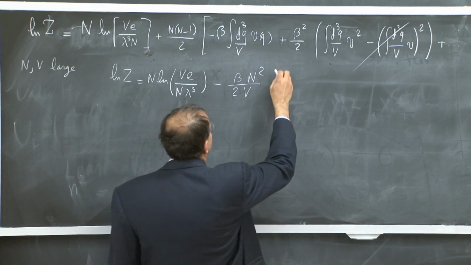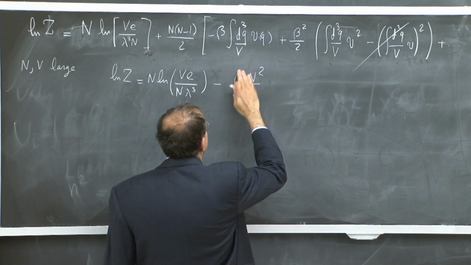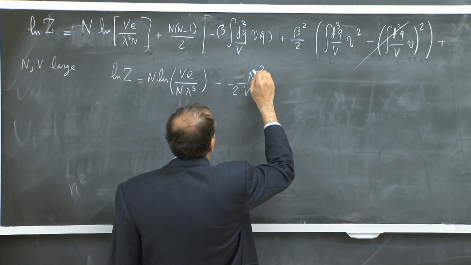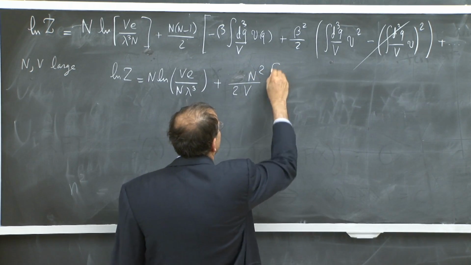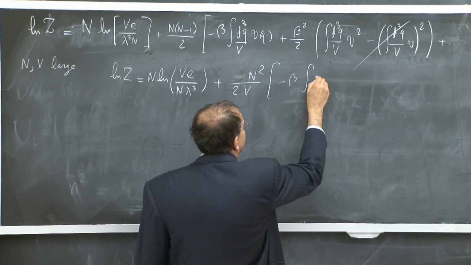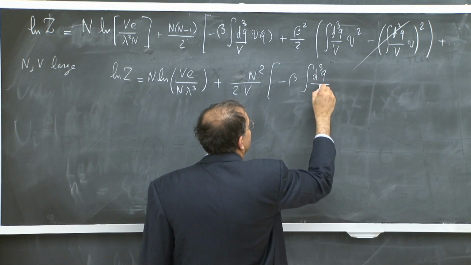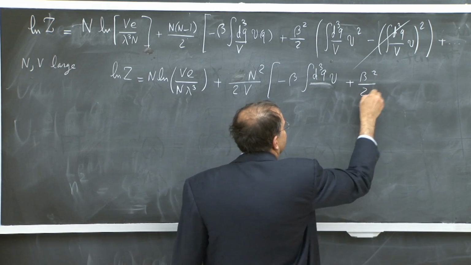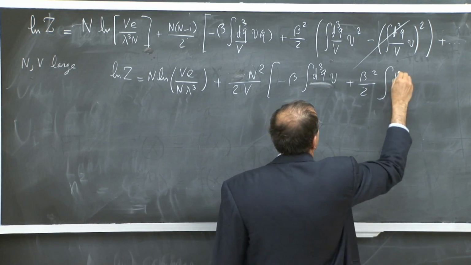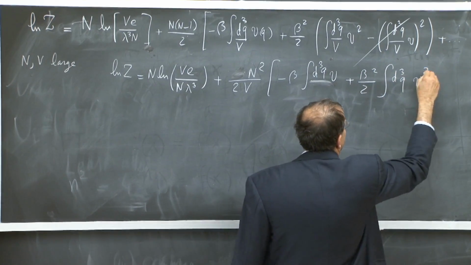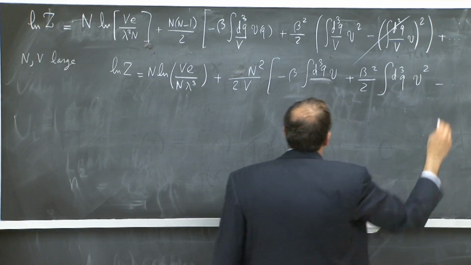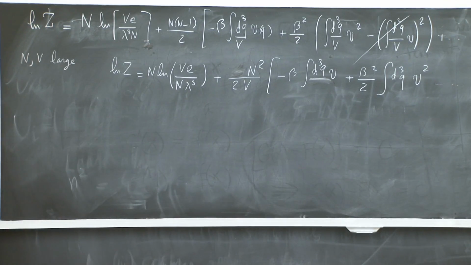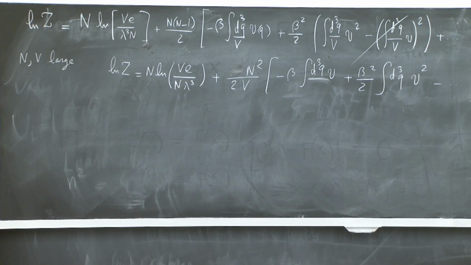And then what do I have here? Actually, let's keep this in this form. Minus beta integral d cubed q v plus beta squared over 2 integral d cubed q v squared, presumably higher order terms. Okay.